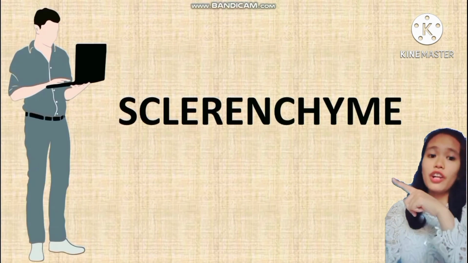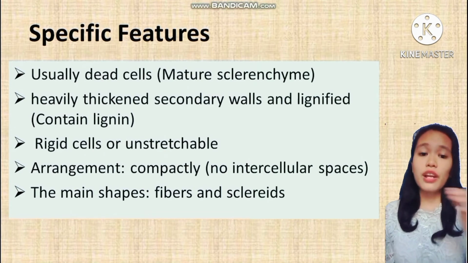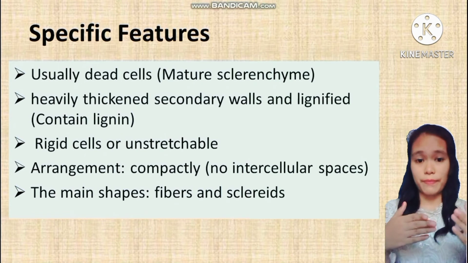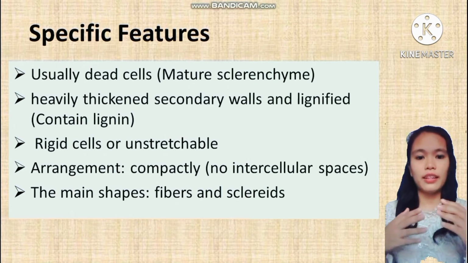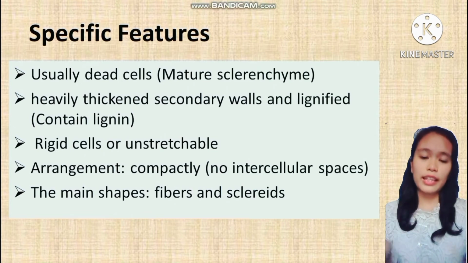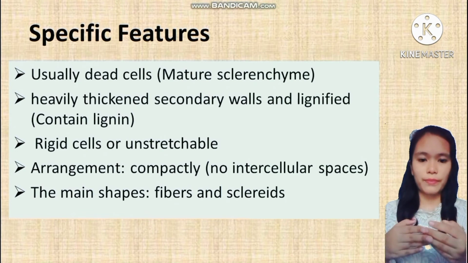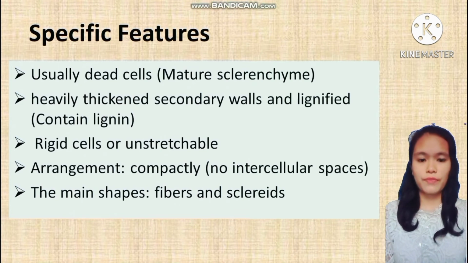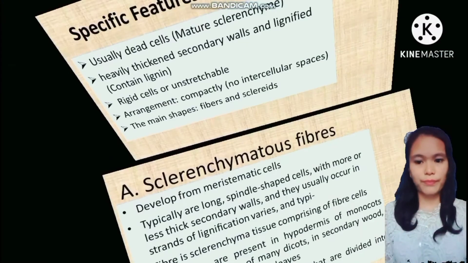Right, let's move on to sclerenchyma. Specific features: sclerenchyma cells have heavily thickened secondary walls and are lignified, containing lignin. They are rigid cells or unstretchable. Sclerenchyma arrangement is compact, having no intercellular spaces. The main shapes are fibers and sclereids.